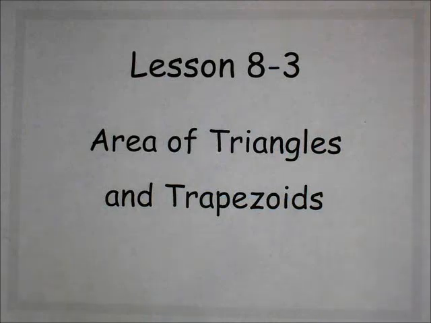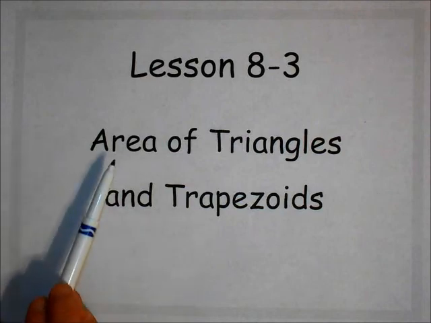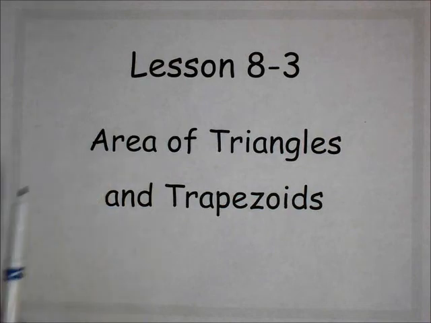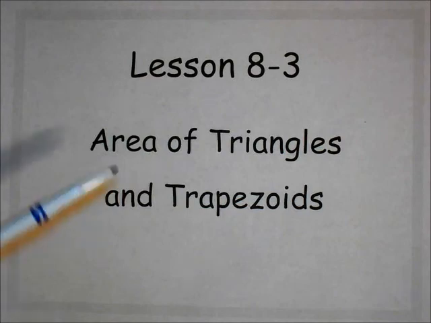Turn to your next blank page in your journal, put today's date at the top, and your title is Lesson 8-3, Area of Triangles and Trapezoids. Remember from our last lesson that area is how many square units it takes to fill the inside of a polygon. So the first thing we need to do is find our formulas.